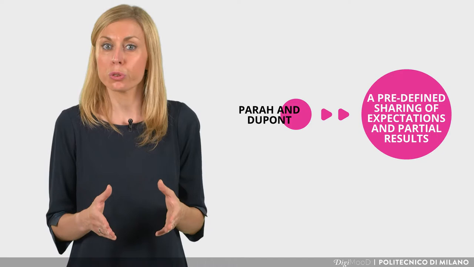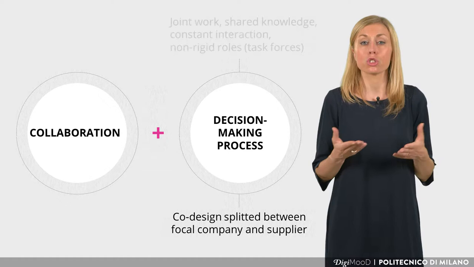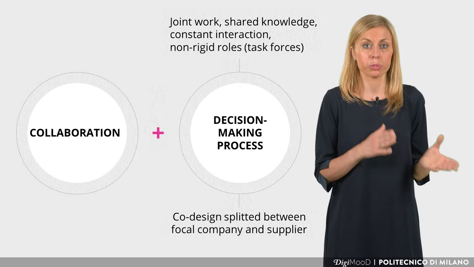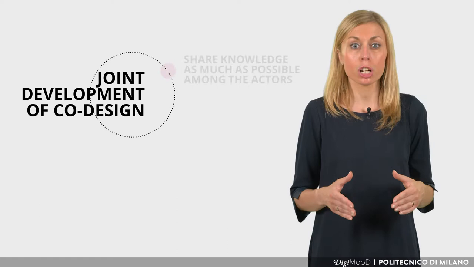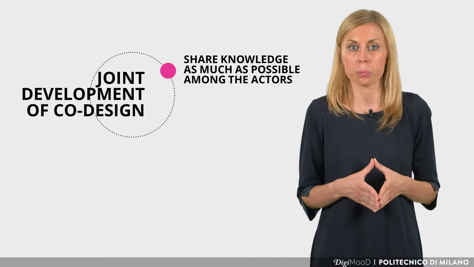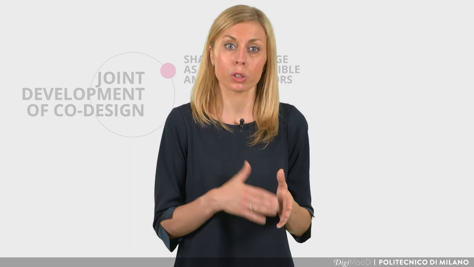In other cases, companies have a joint development of the innovation. In this case, focal company and supplier jointly work in all of the stages of the innovation development, both the design and the engineering. The purpose of this approach is to share knowledge as much as possible among the actors, especially when the innovation is particularly innovative and distant from the traditional business of the two companies. So, there is the need of constant interactions, and it is not possible to define upfront rigid roles between the focal company and the supplier.